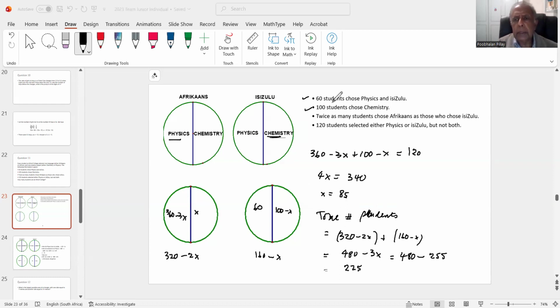Let's just see here. 60 students chose physics and isiZulu. So I got 60 right here. 100 students chose chemistry altogether. So if x were here, then this is 100 minus x. Twice as many students chose Afrikaans. Okay, that's okay. Now here you got 120 students selected either physics or isiZulu. So they selected either that or that.